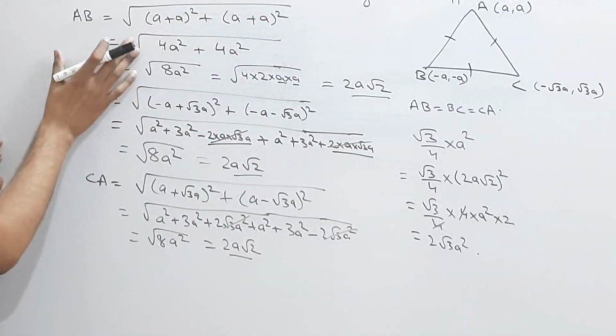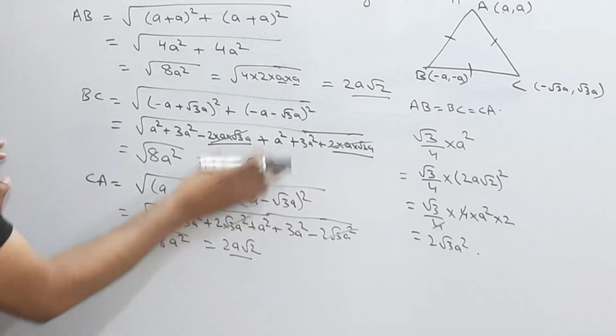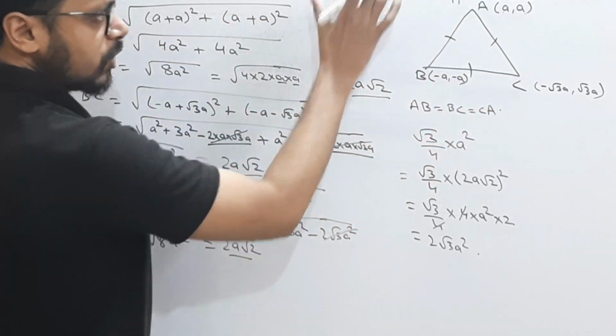And now we have proved it also that the AB value is this, the BC value is this, the CA value is this, all three are coming equal, so it is an equilateral triangle.